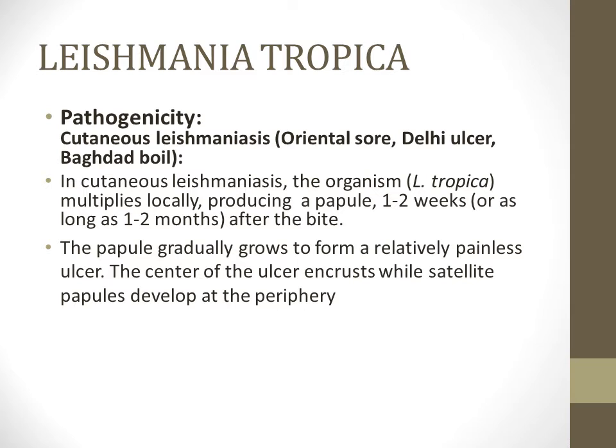Now the pathogenicity: Leishmania tropica basically causes cutaneous leishmaniasis, referred to as the oriental sore, the Delhi ulcer or the Baghdad boil. The organism multiplies within the skin locally and produces a papule-like lesion 1 to 2 weeks or 1 to 2 months after the bite of the sandfly. The papule gradually grows to form a relatively painless ulcer, and the center of the ulcer encrusts while satellite papules develop at the periphery.